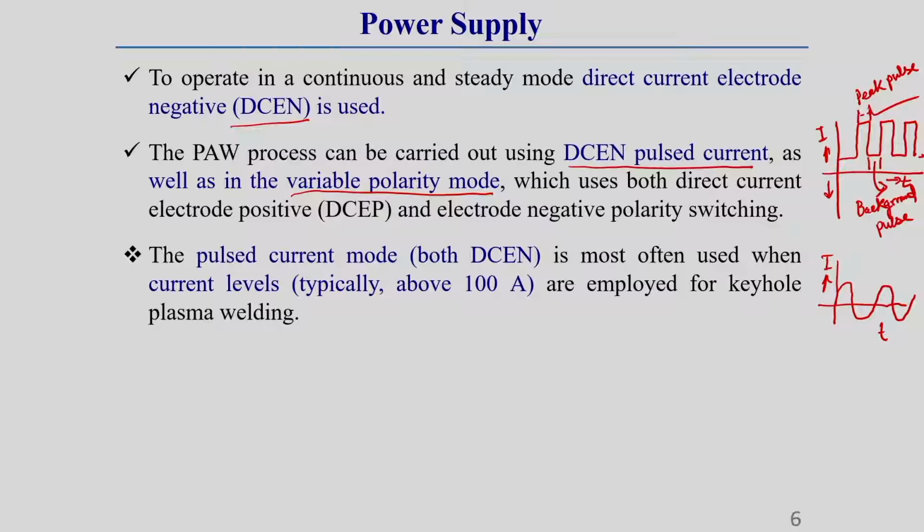Now, one thing you should keep in mind, this pulse current mode is a DC power supply. It is often used when the application is in the high current range, where generally the keyhole is formed. What is a keyhole? That also I will explain in a subsequent slide. So, for keyhole mode applications, generally pulse current mode is preferable. Pulse current with DCEN polarity is preferable. That means it is always direct current electrode negative, but it is in pulse mode.